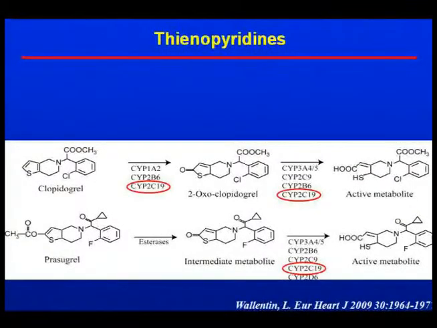Now, the metabolism of clopidogrel is shown here. And you can see here that this allele, this enzyme, is involved in a two-stage conversion of clopidogrel to the active metabolite. Now, the way that prasugrel in part differs from clopidogrel is that the enzyme is involved in only one of the two stages of formation of the active metabolite.